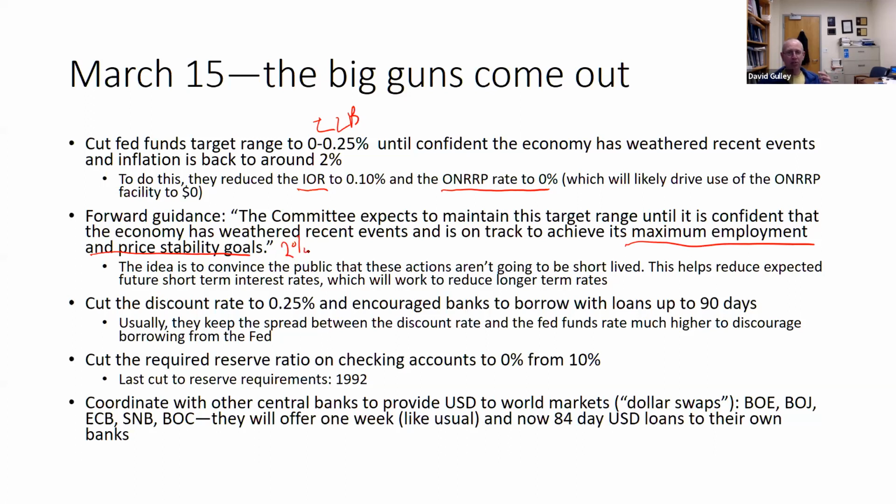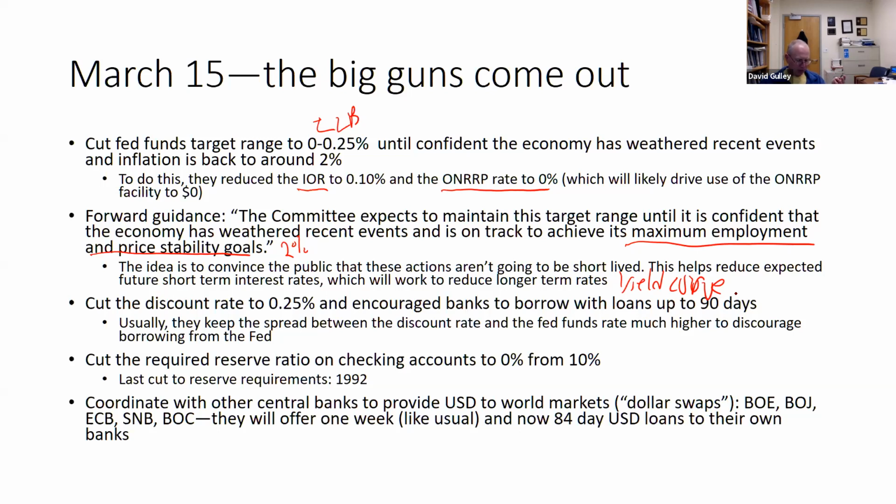So they're trying to tell us that they're not going to pull away all this accommodation until things are a lot better. And the idea of that is if you can push down the expected future path of short-term interest rates, that'll help further reduce long-term interest rates. So what the Fed is trying to do is work through the yield curve.